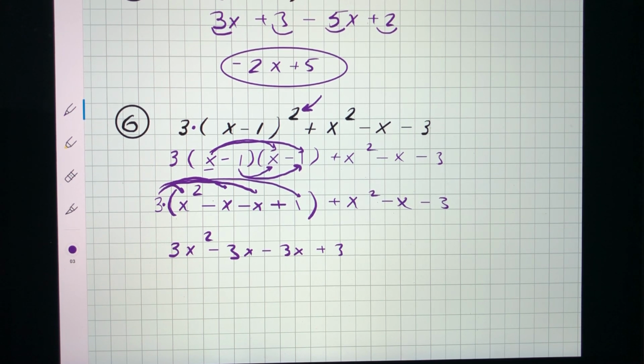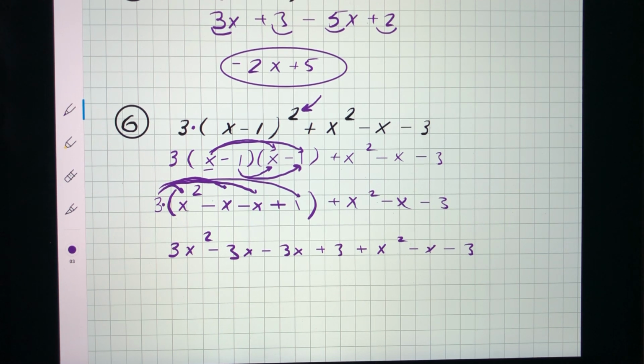The rest of the question is the same. Minus x minus 3. Now we are ready to combine like terms. We are finished with multiplication, we're finished with exponents. We're looking for the same terms to combine.